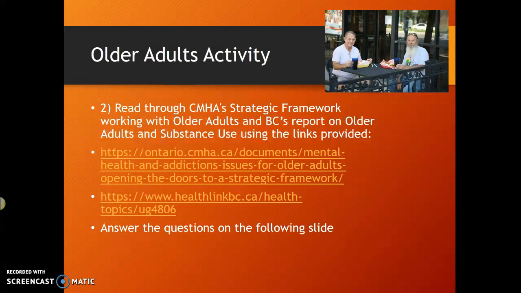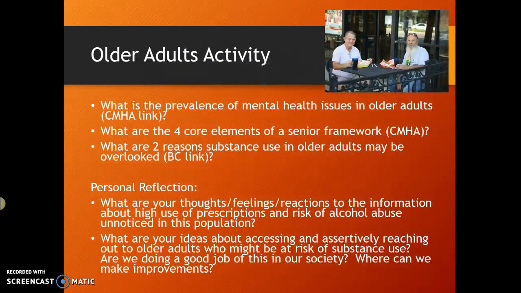Those of you who selected older adults as your population of interest, again, you're going to click on these two links. So there's two of them there. Open those links and then we can answer the following questions and then come back to the video. So the questions for those of you in the older adult interest is, what is the prevalence of mental health issues in older adults? You'll find that in the CMHA link. The second question is, what are the 4 core elements of the senior framework in the CMHA link? And then lastly, what are 2 reasons that substance use in older adults may be overlooked? And that's in the BC link.